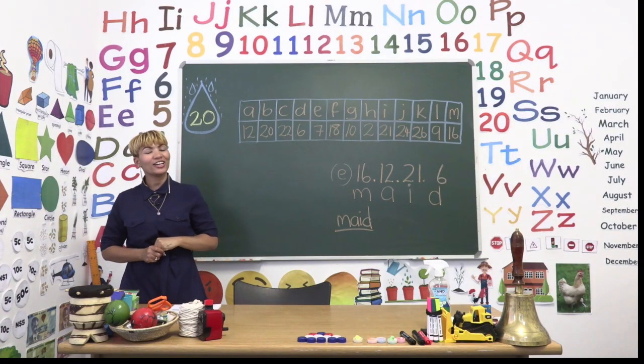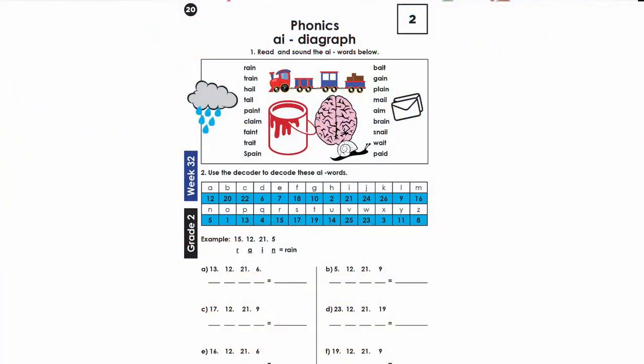Let's start this part of our lesson on page 20. Now here we are doing some phonics, and today we are going to do the AI diagram. All right. And in this case, when we talk about the A and the I letters, we will pronounce it A. Can you say it with me? A. There we go.